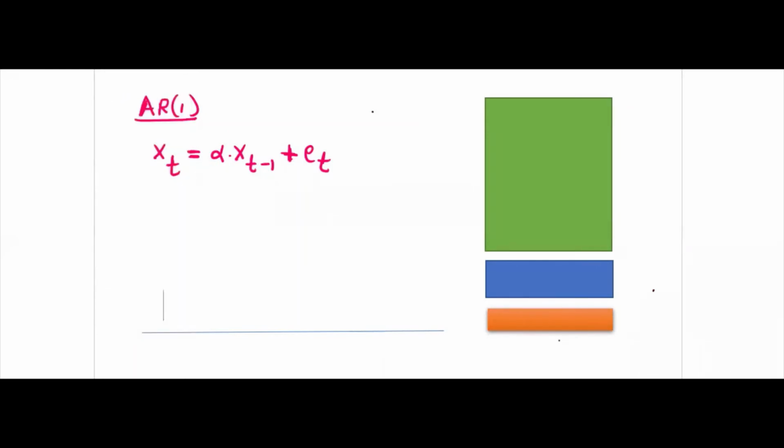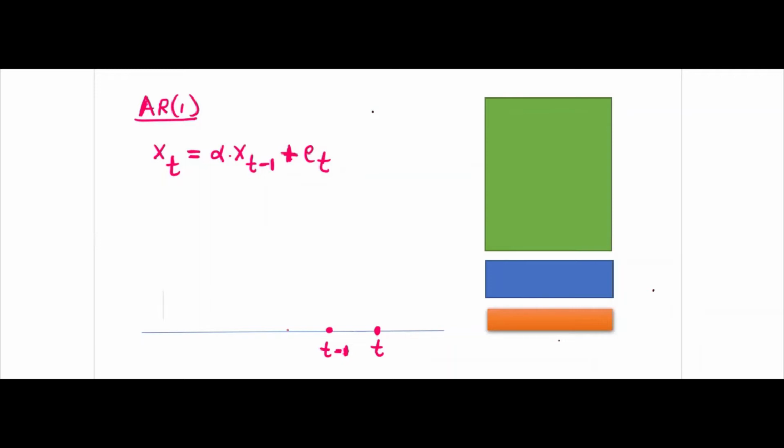Now you consider the points. This is t, this is t, this is t minus 1. If you see this AR1 relation, we say that t has a strong relation with t minus 1. How strong it is, alpha will determine. Forget about the innovation or white noise, the et part. It's like this: xt is alpha xt minus 1.